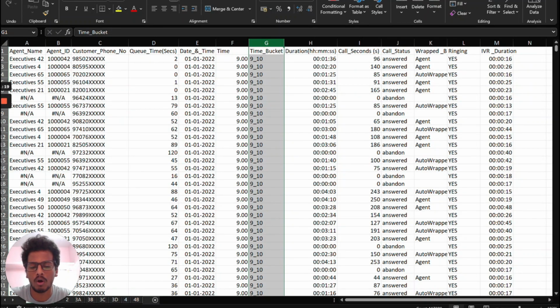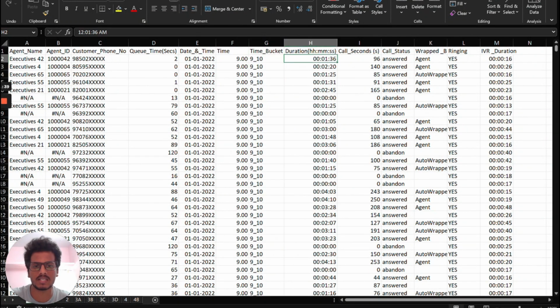Time bucket covers all those employees who are supposed to work in that time bucket. For example, 9 to 10 is the 9 a.m. to 10 a.m. time slot, in which we can see how many calls there were and how many call seconds. So for example, this agent ID, in the 9 to 10 a.m. bracket, had a call of 96 seconds, and this is the conversion into hours, minutes and seconds.